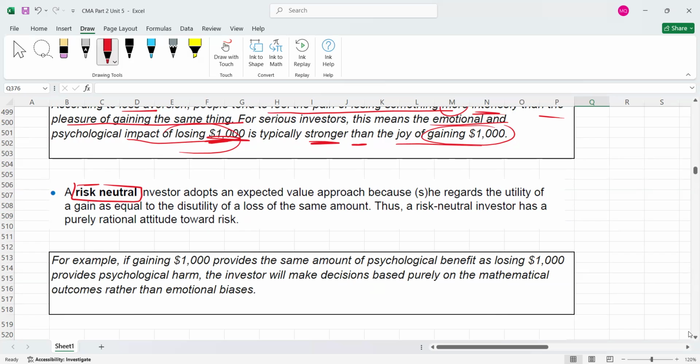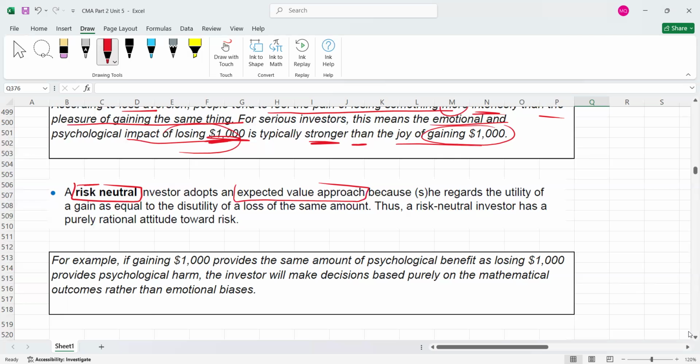So risk neutral people always use the expected value approach, the mathematical approach. They always calculate the risk first. If they think the calculations are in their favor, they will invest. If the calculations are not in their favor, maybe they will not invest. But they always use mathematical calculations. They don't use emotional or psychological impact. They believe in the calculations, so that's why they use expected value.